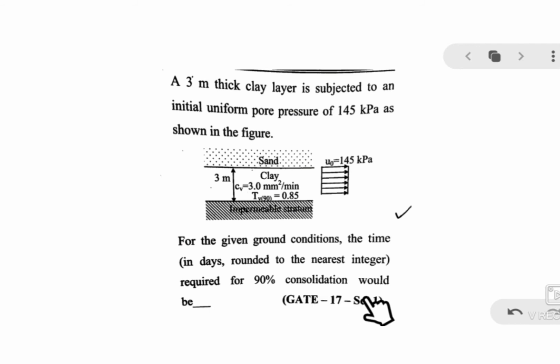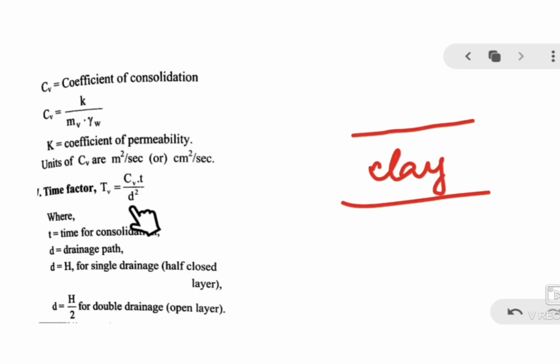2017 from set 1. A 3-meter thick clay layer is subjected to an initial uniform pore pressure of 145 kilopascal as shown in the figure. For the given ground conditions, the time required for 90% consolidation would be. Time factor formula, TV equals CV t by d square. CV is nothing but the coefficient of consolidation. There is a separate formula to find CV, and small t is the time for consolidation. d is the drainage path. So d will vary based on the condition.